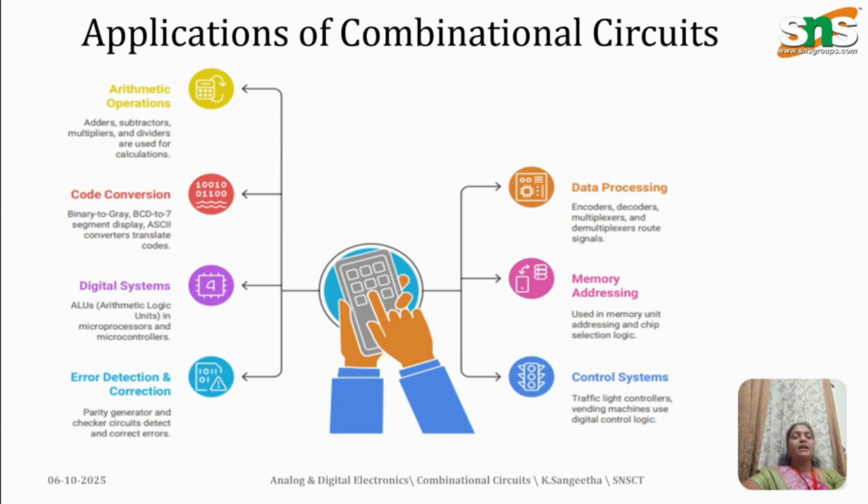The main application of combinational circuits is arithmetic operation. Arithmetic operation means addition, subtraction, multiplication, and code converters, that is BCD to ASCII, ASCII to BCD or other code conversion. They are mainly used in digital systems for error detection, that is, in parity generators, and also in data processing, memory addressing, and control systems. These are some general applications of combinational circuits.